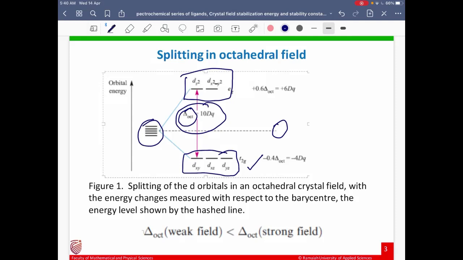We studied the factors affecting delta octahedral in our previous video lecture. The magnitude of delta octahedral is the strength of the crystal field, and the extremes of the crystal field are termed strong field and weak field. If the octahedral field is weak, then the value of delta octahedral will be lower, and if the octahedral field is strong, then the magnitude of delta octahedral will be high. So we can write delta octahedral in weak field is lesser than delta octahedral in strong field.